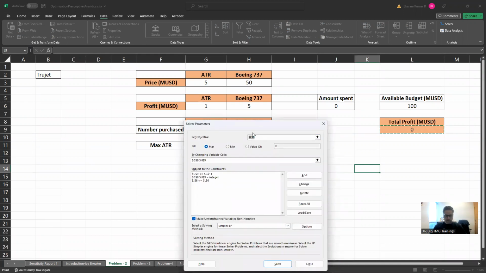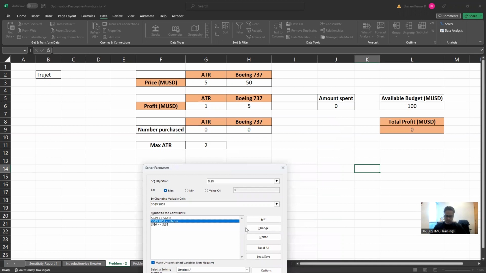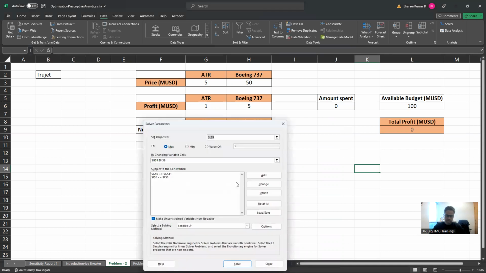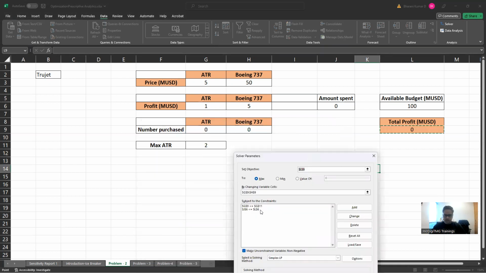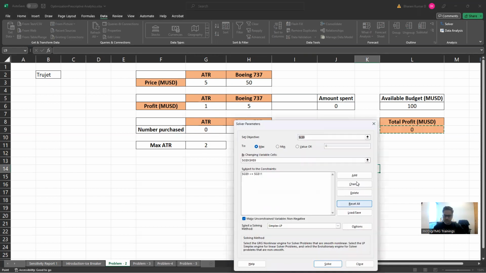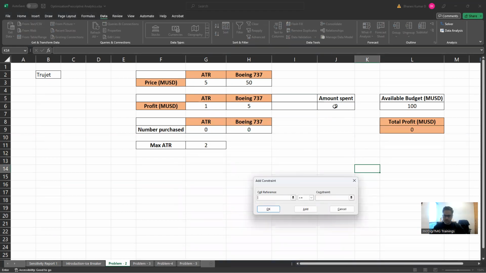There we go. Then another constraint is that you cannot have these values, the number of aircraft, in decimals. I'll talk about that later, so I'll just remove this constraint for now. Yet another constraint is that the total amount spent should not exceed the total budget that we have. I'll remove this and add it so that you understand. So this is the value. It should be less than or equal to this particular constraint. Let me click on OK.